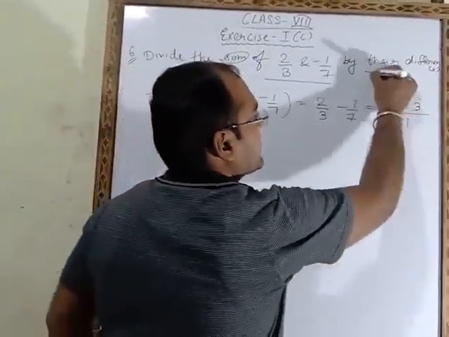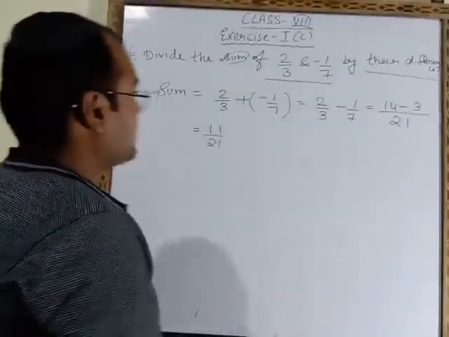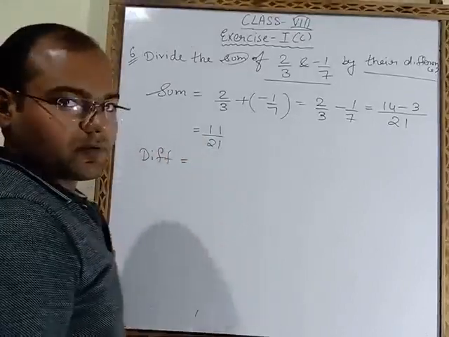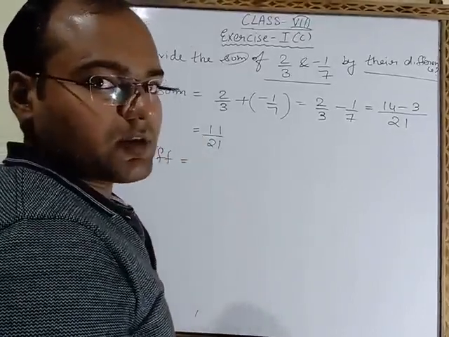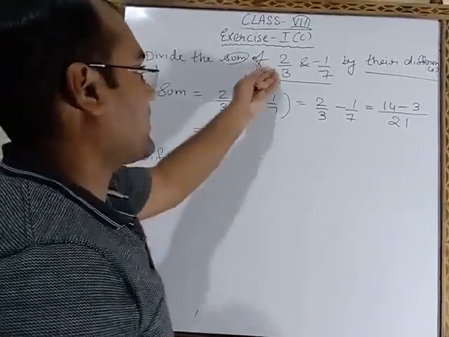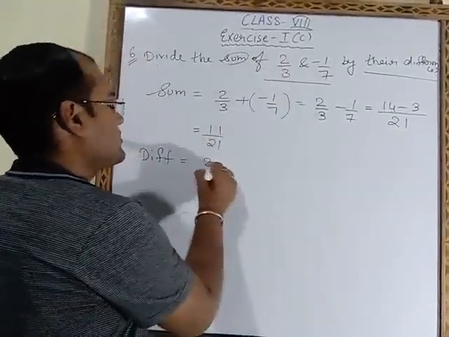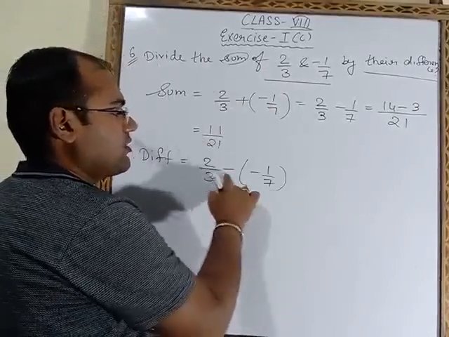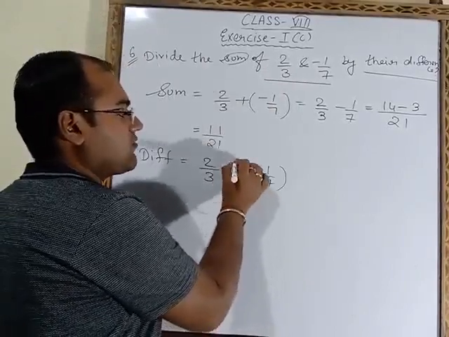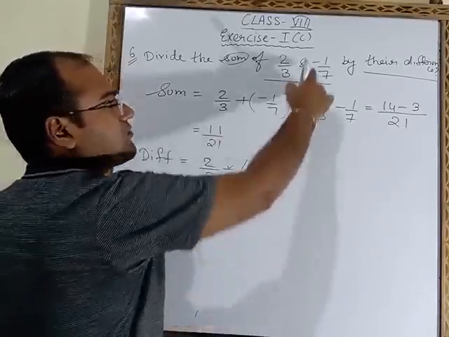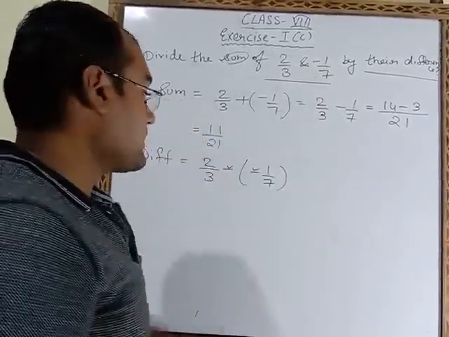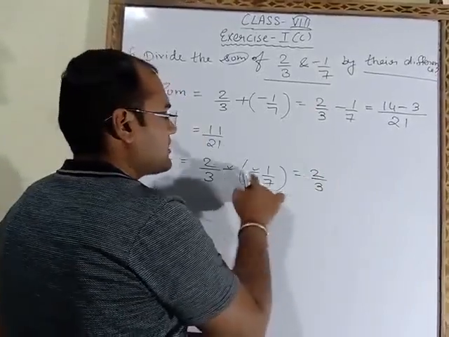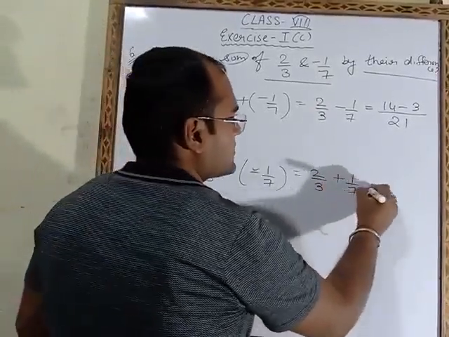Now after that is their difference. Now we have to find the difference also. Difference means subtract. So what you have to do? We have to subtract these two numbers. First number is 2 upon 3, minus the second number, which is minus 1 upon 7. Two signs are coming together. This is the sign of difference and this is the sign of 1 upon 7. Now what you have to do? We have to open this bracket. 2 upon 3 minus and minus will become plus 1 upon 7.